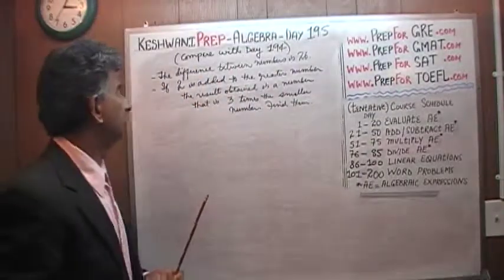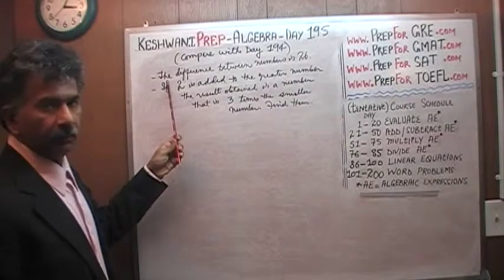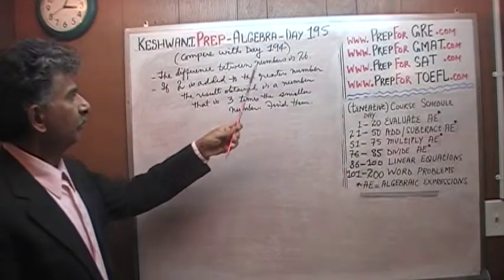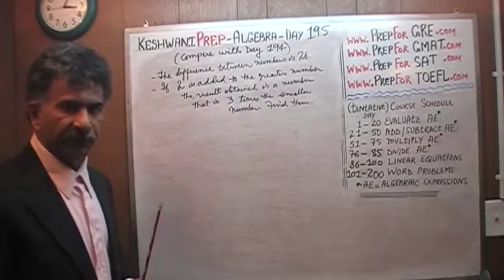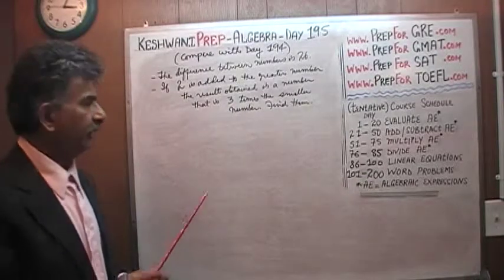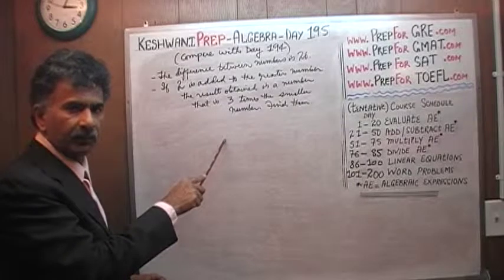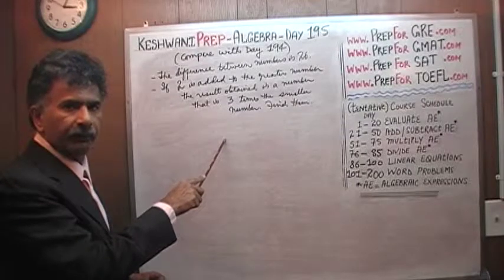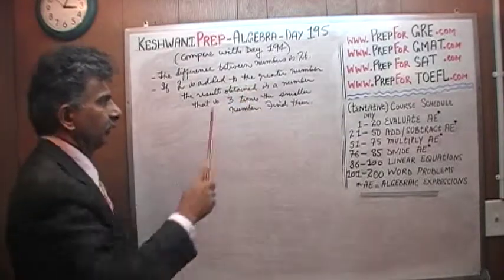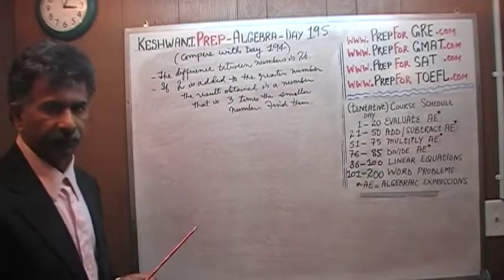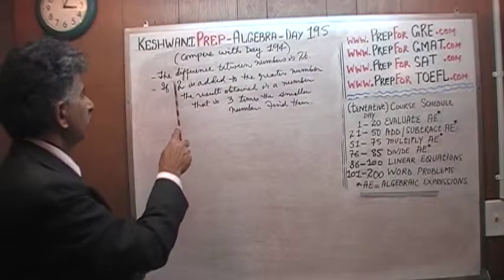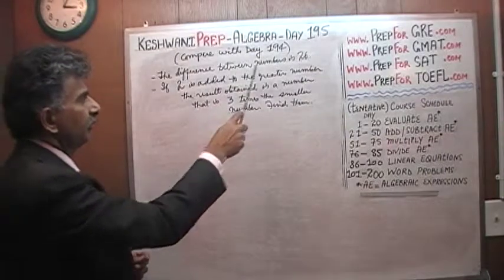Let's read it together. It says the difference between two numbers is 26. Now before I forget it, after we finish doing this problem, I want you to go back and compare the problem that we're doing today with the problem that we did yesterday on day number 194. I want you to compare the two after you finish this one. The difference between the two numbers is 26.